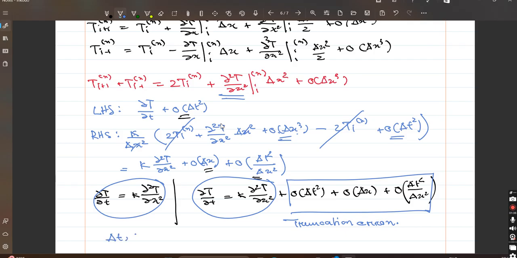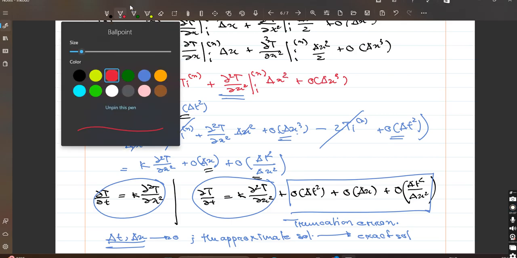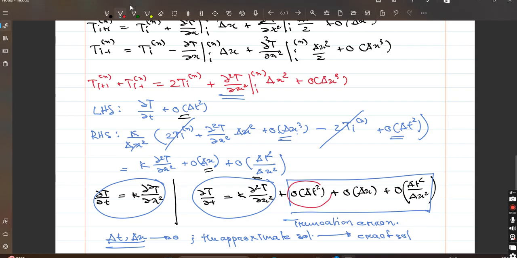And what does a consistent scheme look like? It says that when delta t or delta x go to 0, the approximate solution will reach the exact solution, right? So if delta t and delta x go to 0, we can clearly see that this order of delta t square term will go to 0, this order of delta x term will go to 0, but this term will not go to 0, right? This term will only go to 0 if delta t goes to 0.